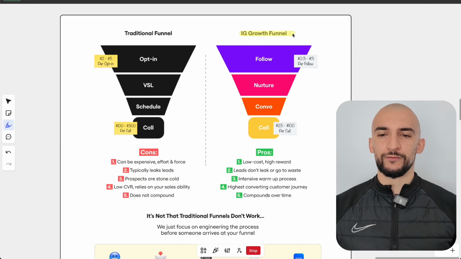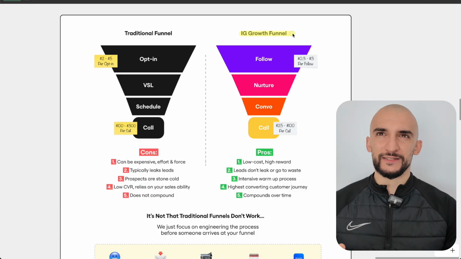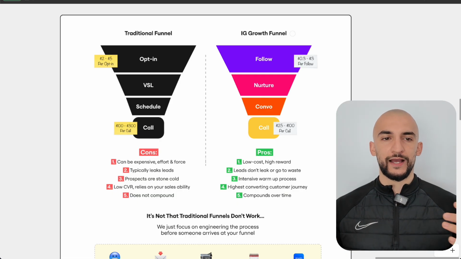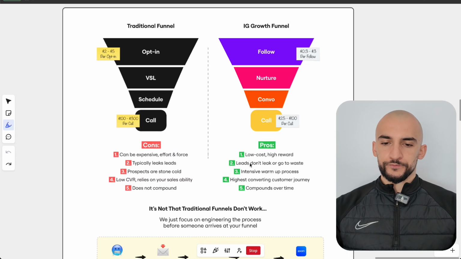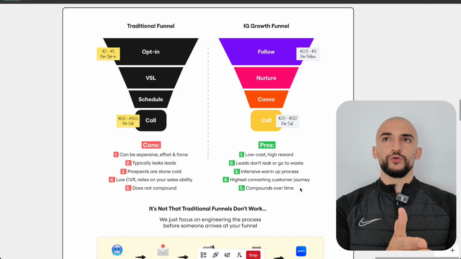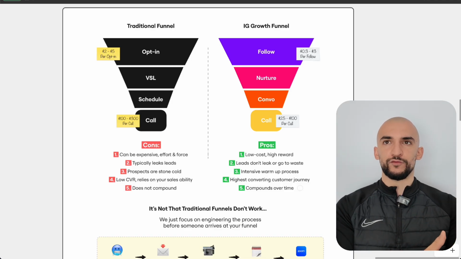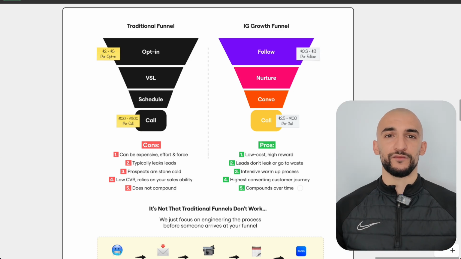And when I say Instagram growth funnel, it's really a customer journey, right? It's not even a funnel in the typical sense. It's more about the journey that someone takes before they arrive at having a conversation with you or booking a call with you. So it also compounds over time, because the followers that you obtained in month 1, month 2 are going to be red hot when it comes to month 3 and month 4, right?